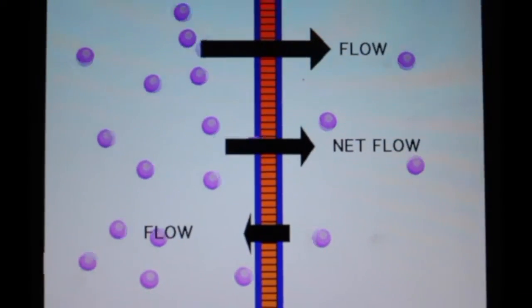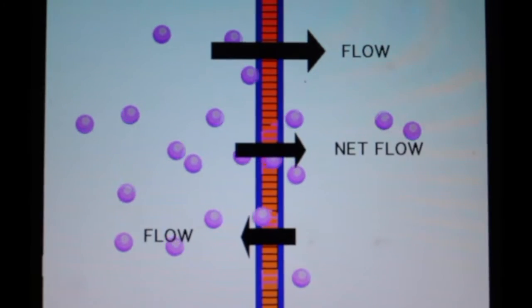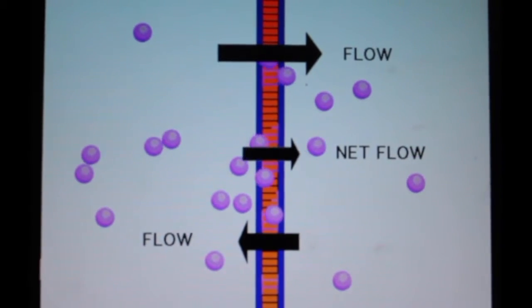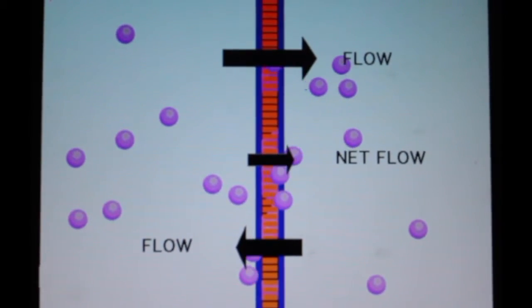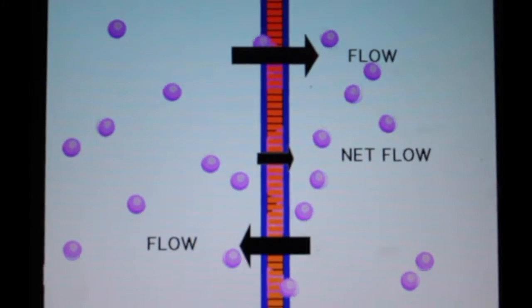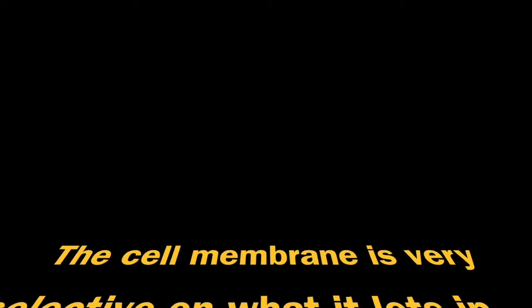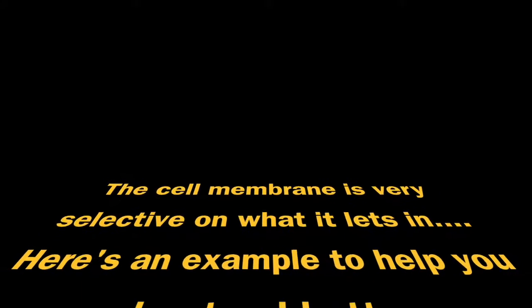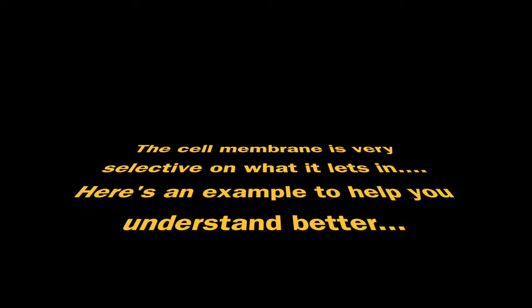Active transport. Most chemicals use this method of transportation. Since they go in the opposite direction of their concentration gradient, they require more energy, known as ATP. The cell membrane is very selective of what it lets in. To help you better understand this concept, here's a short video clip.